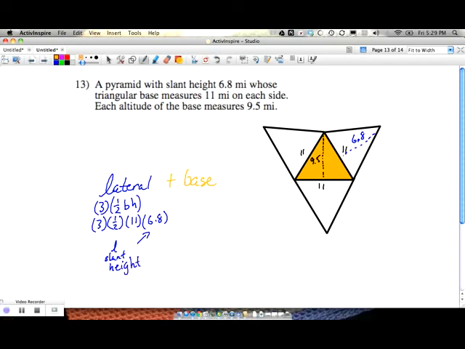Now if we're adding the base to that, the area of the base is pretty straightforward. It's just a triangle, so it's 1/2 base times height. So we're going to add 1/2. The base of this triangle is 11, and the height is 9.5. Check. Done. Moving on. This is the total surface area.